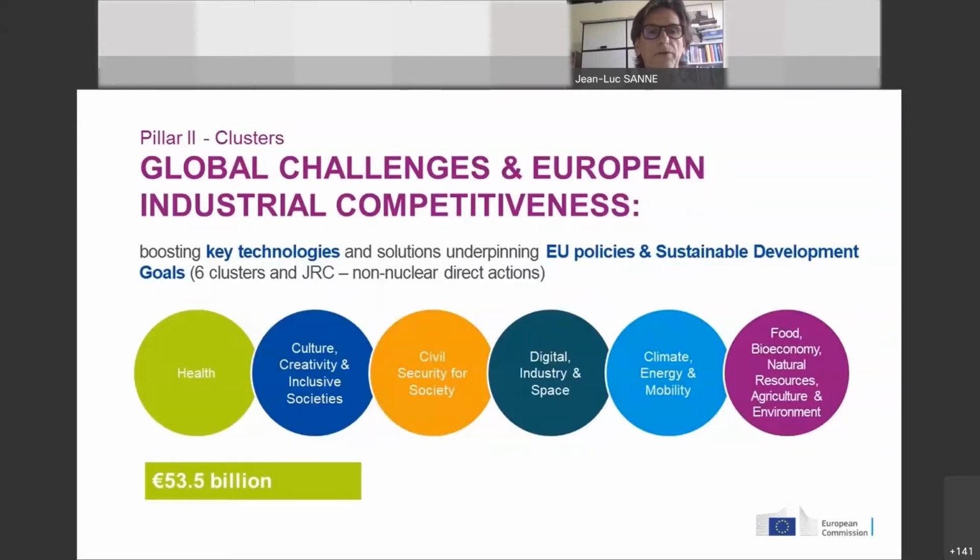For the second pillar, you have, in fact, 6 clusters. And in the preparation of the work program, we have interaction between these clusters because there are indeed overlaps or transitions. The global envelope for the second pillar is 53.5 billion, but within the clusters, there are also huge differences. Health is about 8 billion, while, for example, culture and creativity is a little bit more than 2 billion. The biggest cluster in terms of budget being the digital industry and space.